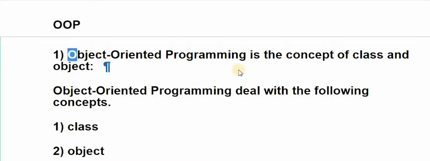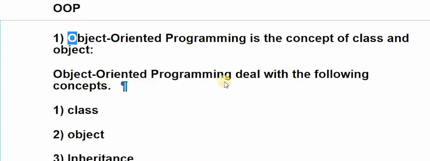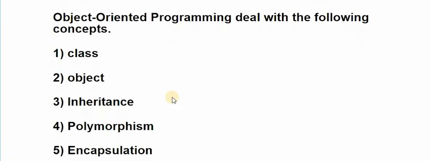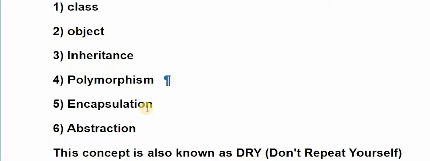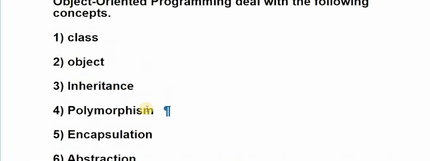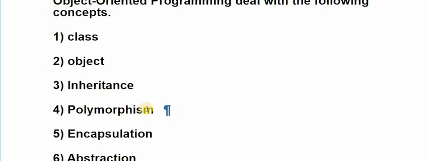First, object-oriented programming is the concept of class and object. It depends on classes and objects. Object-oriented programming deals with the following concepts. First, class. Second, object. Inheritance, polymorphism, encapsulation, abstraction. These are the concepts of object-oriented programming. We will cover all of them one by one. So in this video, we will just see classes and objects.